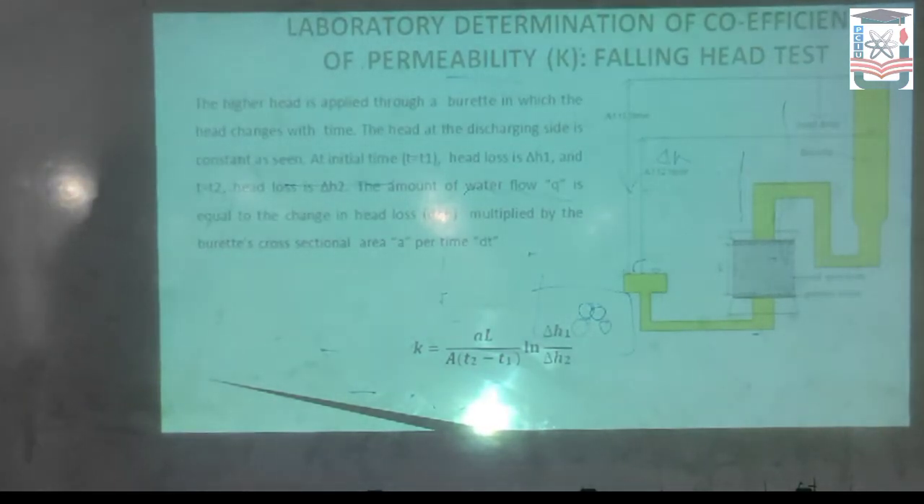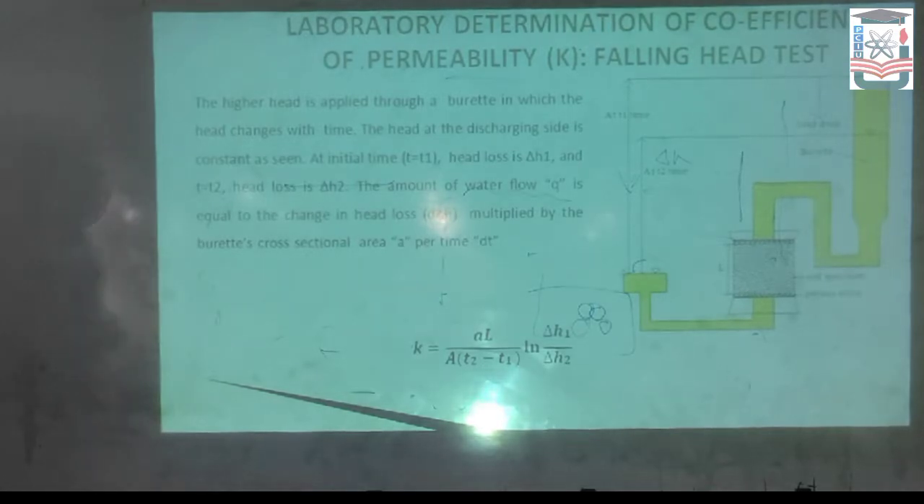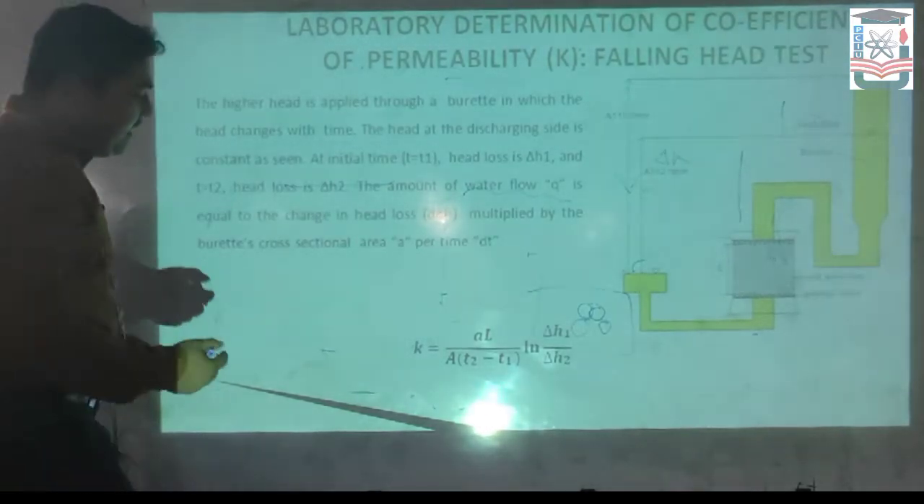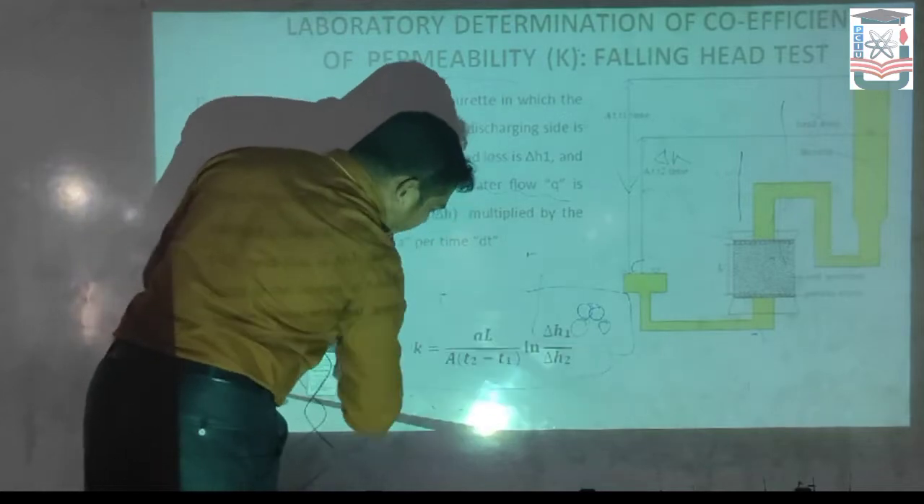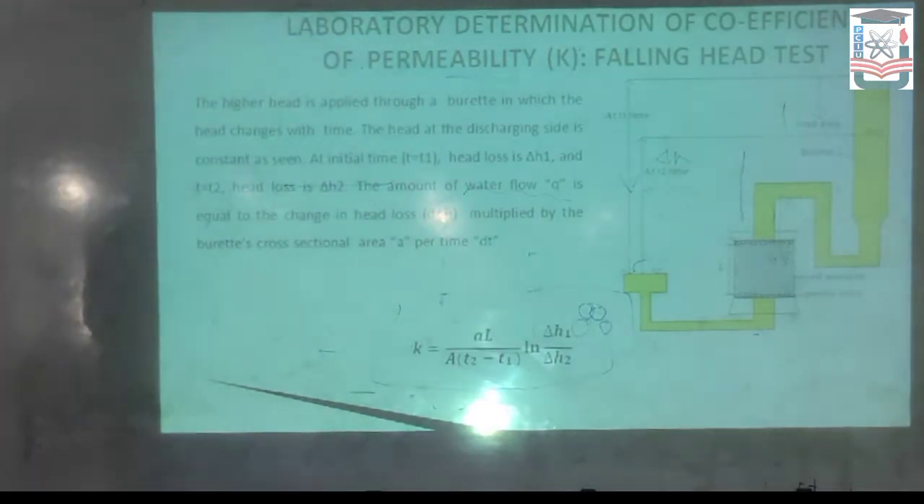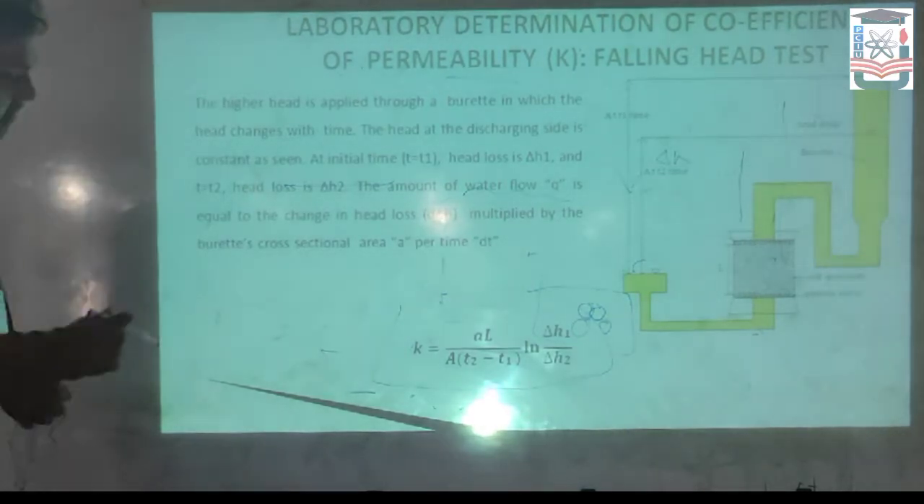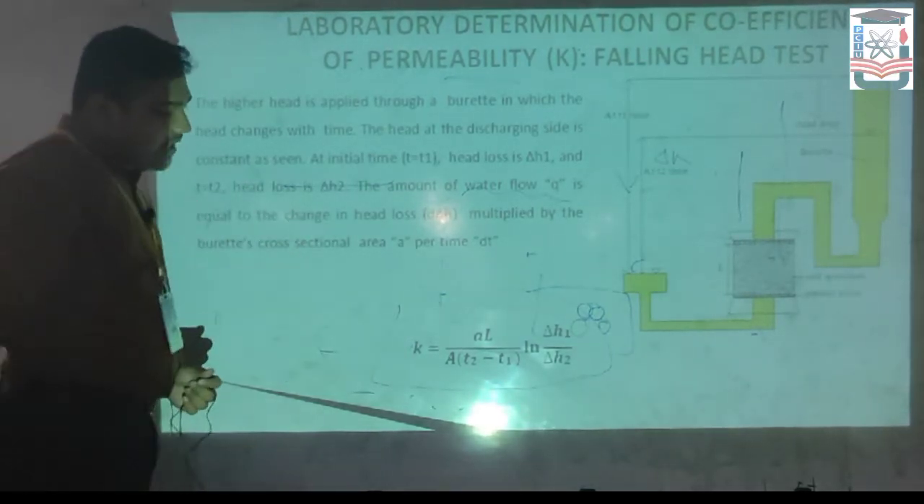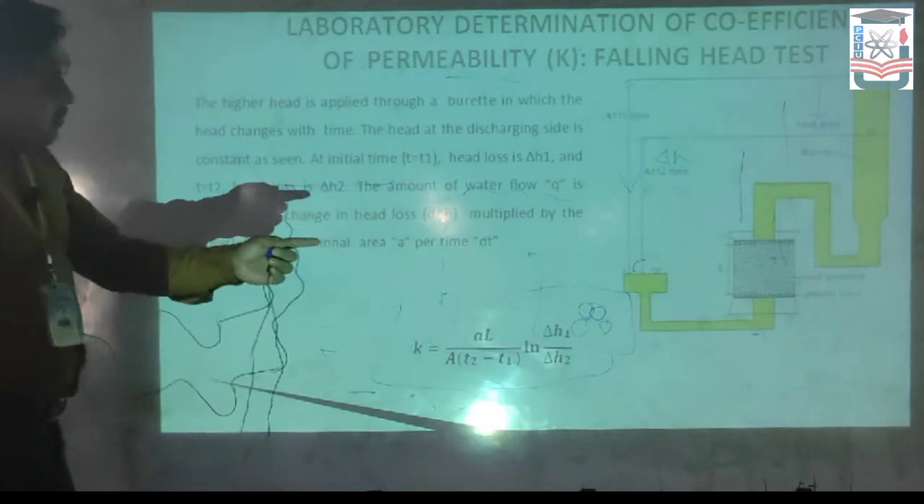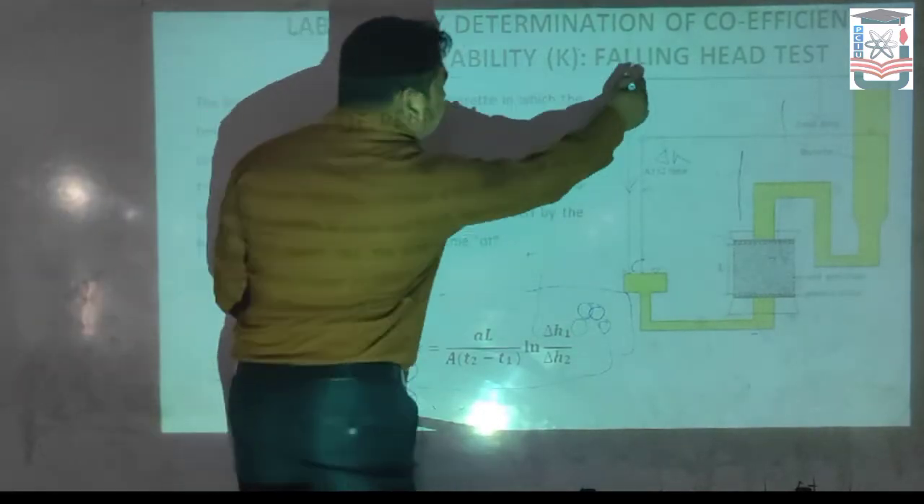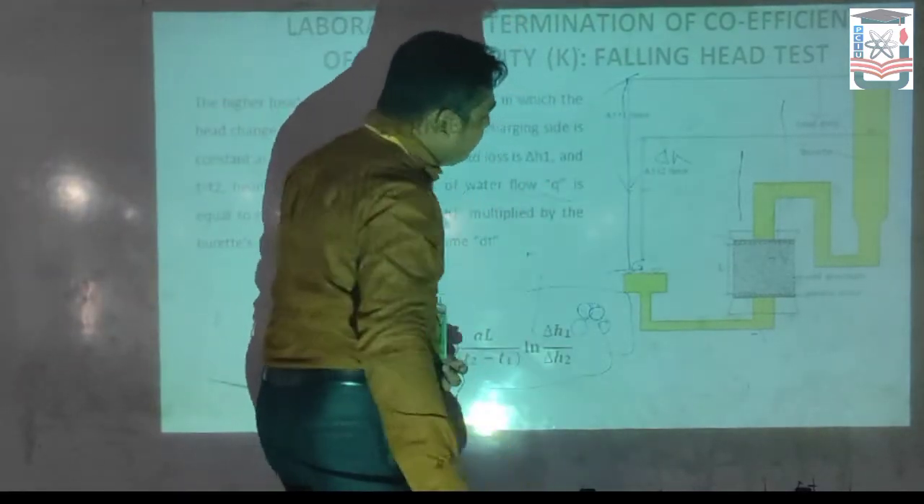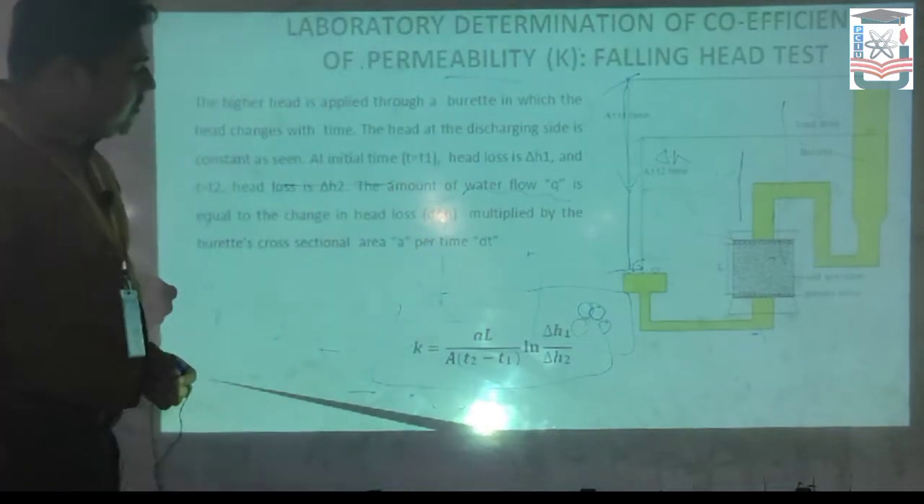Laboratory determination test. Previously, Sadia Arfin discussed the constant head test. Now I will discuss the falling head test. In this, we use a formula: K is equal to small a divided by capital A into (t2 minus t1) into ln of ΔH1 over ΔH2. ΔH1 is the total head loss, and ΔH2 is this portion.